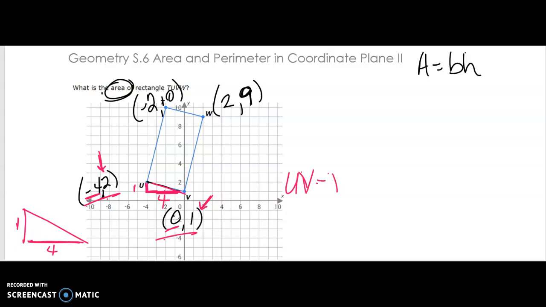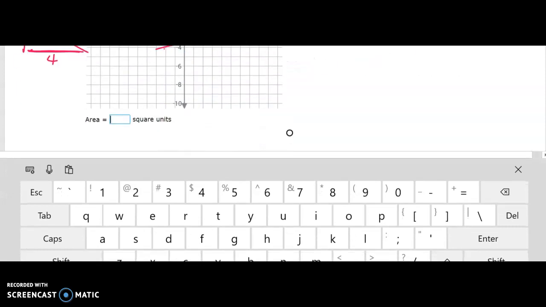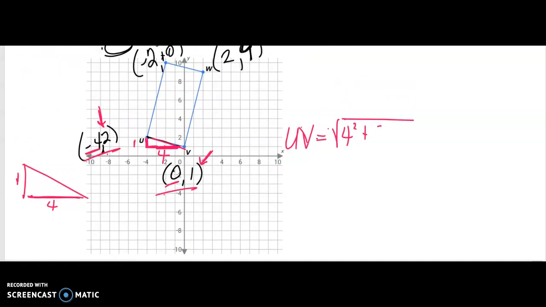UV equals the square root of a squared plus b squared. It doesn't matter which one's a, it doesn't matter which one's b. So 4 squared plus 1 squared equals the square root of 16 plus 1, which is the square root of 17. So right here is the square root of 17. We're going to leave that for just a little bit.